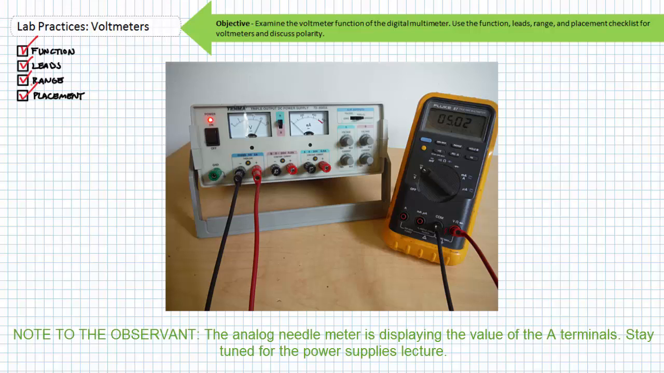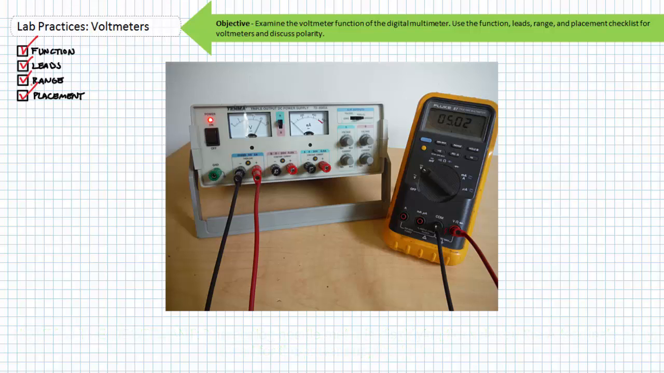If I want to see the voltage differential exhibited by the red terminal with reference to the black, I place my black lead on the black terminal and my red lead on the red terminal. The voltmeter indicates that the red terminal of the power supply is 5 volts higher than my reference.